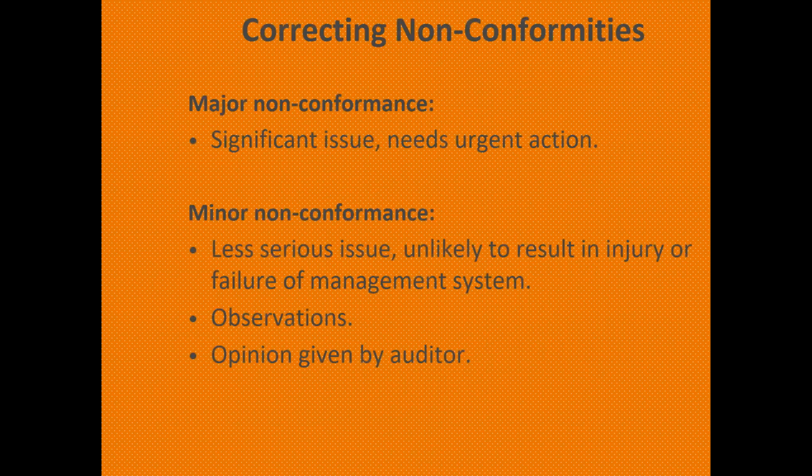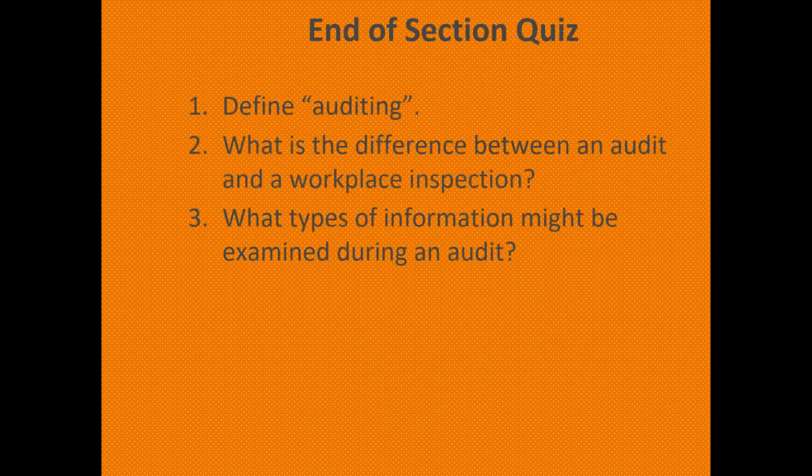Correcting non-conformities, major or minor. So we have two types. If it's something normal, an observation is raised. But if we find something major, like a lapse in the documents, no procedure developed for something, a significant issue which needs urgent action, or a life-threatening condition, then we can issue an NCR, and that is known as a major non-conformity.